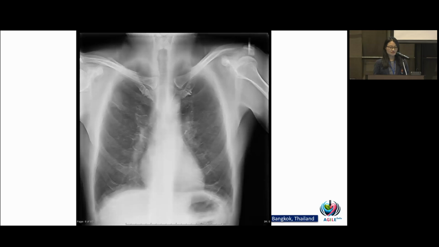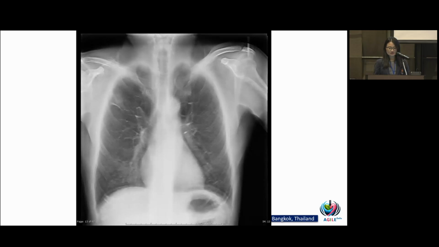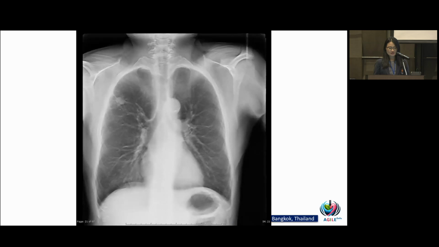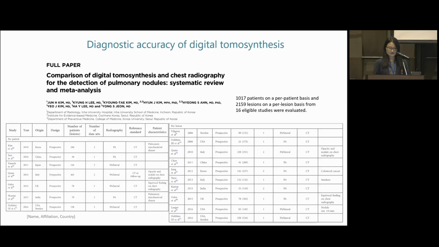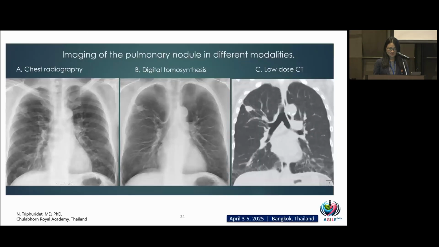I'm going to show this from the front to back, like how we score the CT scan, which is coronal, and we can see that. This is a comparison of chest X-ray, digital tomosynthesis, and low-dose CT. You can see that it shows the lesion more clearly than chest X-ray.